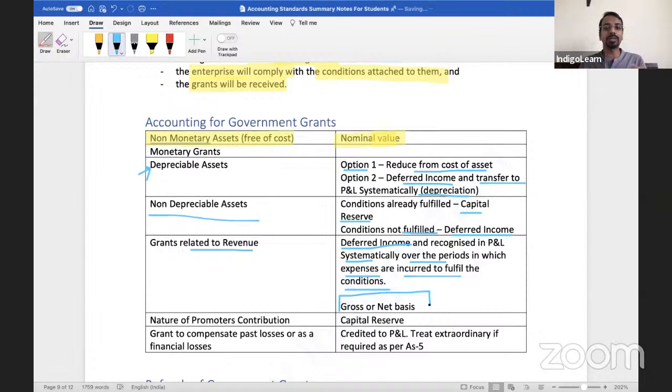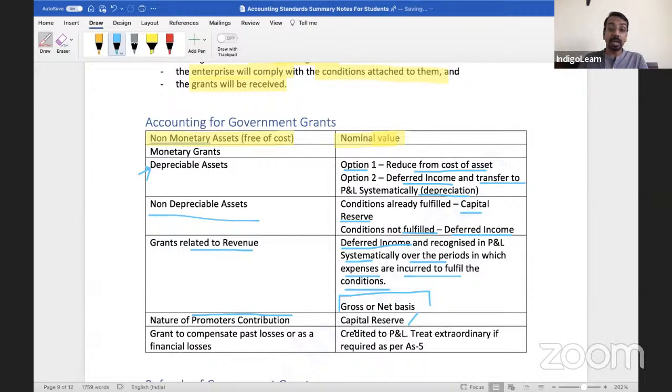So this is the broad treatment of government grant which are related to revenue or which are not related to asset. Then sometimes there may be a grant in relation to a promoter contribution. Promoter contribution means it is not specific to one asset. It may be to the undertaking as a whole without identifying specific assets. So we call those grant as grant in the nature of promoter's contribution. If grant is received in the nature of promoter's contribution, you will credit it to capital reserve.